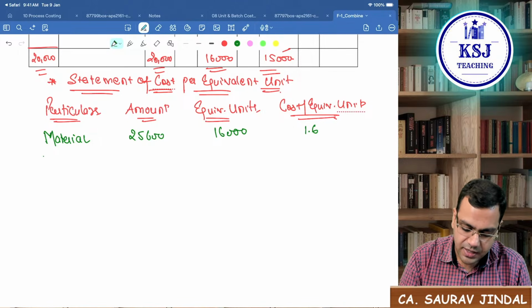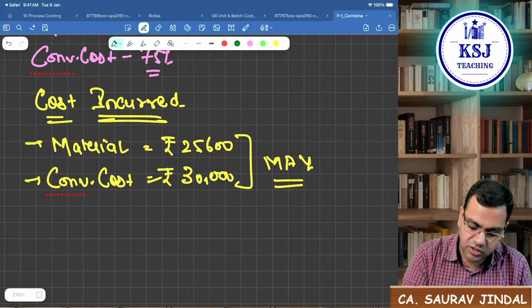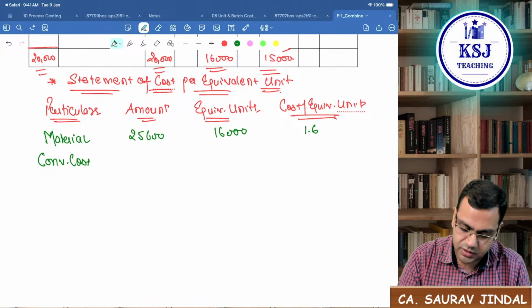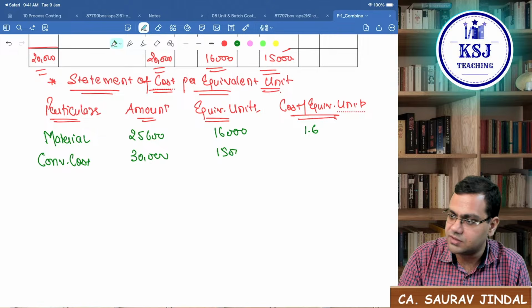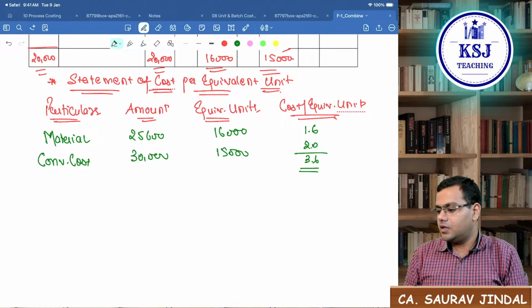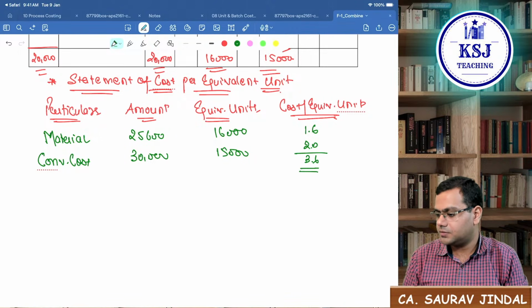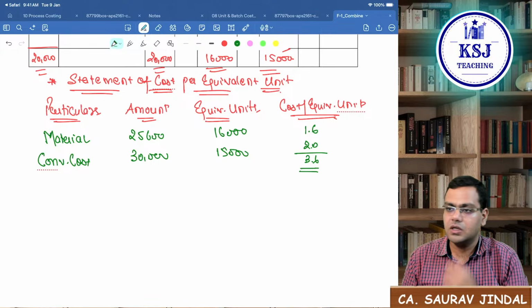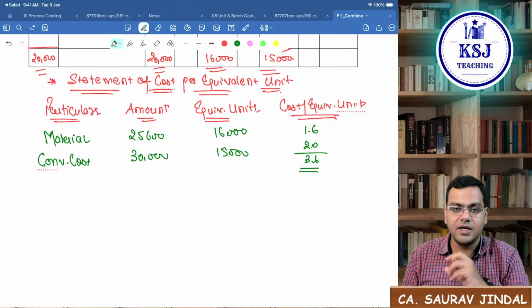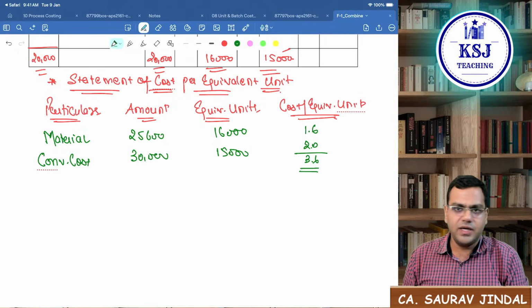1.6. And what about conversion cost? Conversion cost incurred is 30,000. 30,000 is the amount on how many equivalent units? That is 15,000. So 2 rupees. Total cost of 3.6 incurred. Right? Total cost incurred is 3.6. Up till this point, fine, sir?